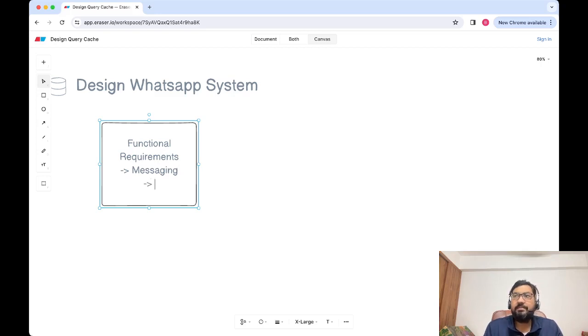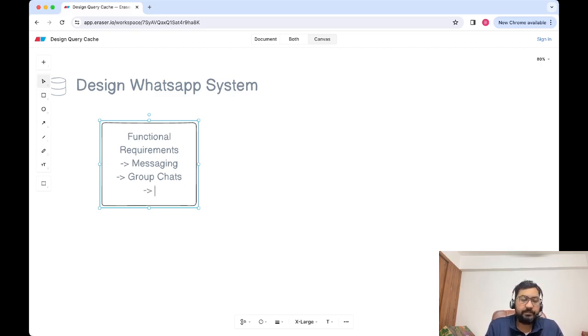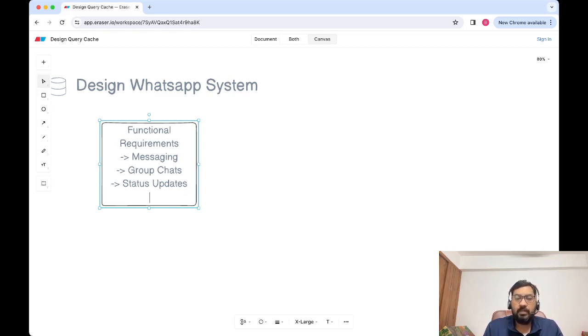The next point that comes up is group chats. If you notice, there are groups that you can create in WhatsApp, and it supports group conversation with multiple participants. The next point is status updates. If you go to WhatsApp, there is another tab called updates, where you can upload either your photo or a video, and that will be shown in your updates for 24 hours.